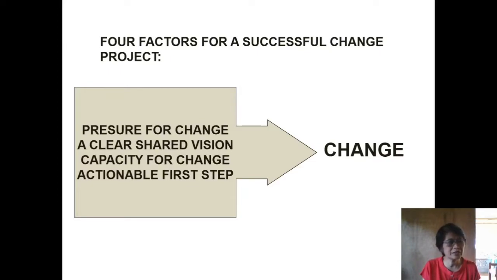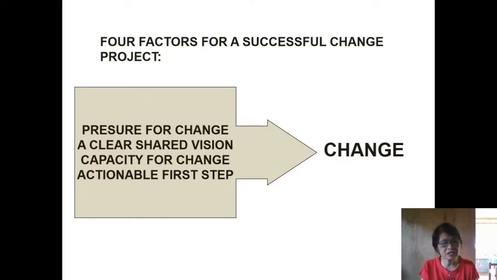When people feel that there is already a need for change, parang dapat talagang kailangan na talaga. Kung hindi ngayon, kailanman. Kung hindi tayo, sino pa? Diba? So, pressure for change. The second is there should be a clear shared vision.